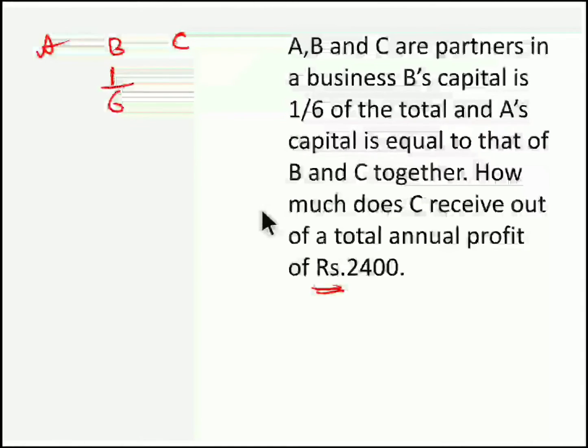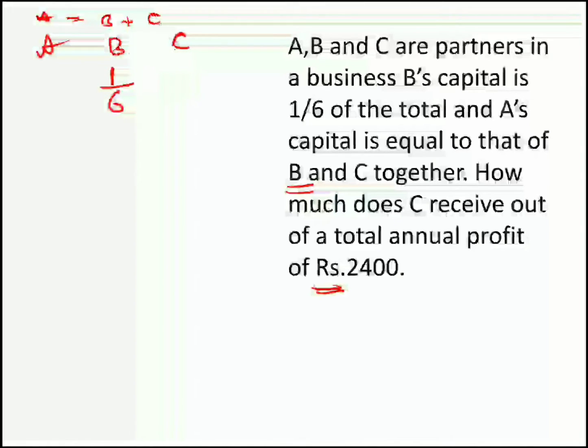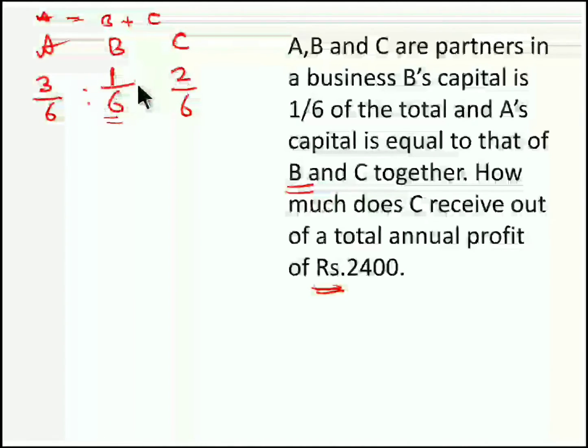Now you have a shortcut here. The shortcut is, A's capital is equal to that of B and C's together. So whenever you see this type of statement, A's investment is nothing but half of the total investment. See, total investment is 6 parts. Half of 6 parts is 3 parts. So C will be how many parts? Out of 6 parts, 3 and 1 are invested by A and B. So remaining we have only 2 parts. So these 2 parts will be invested by C. So here A is nothing but the sum of B and C.